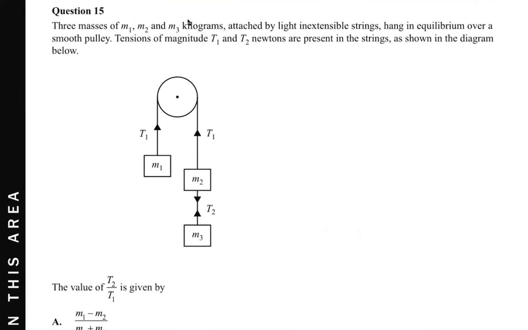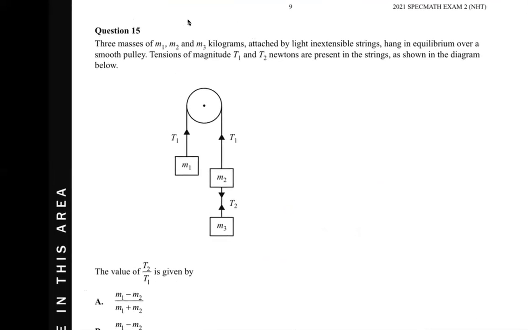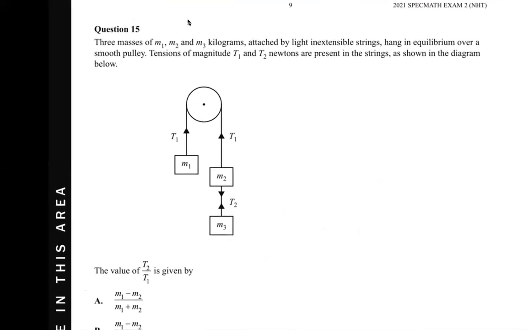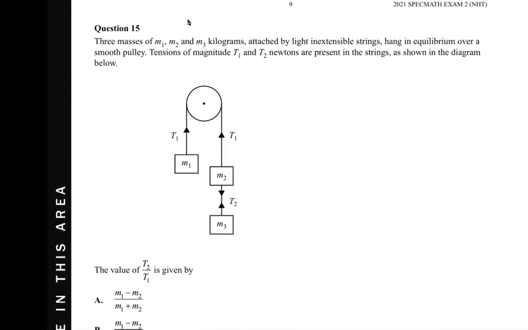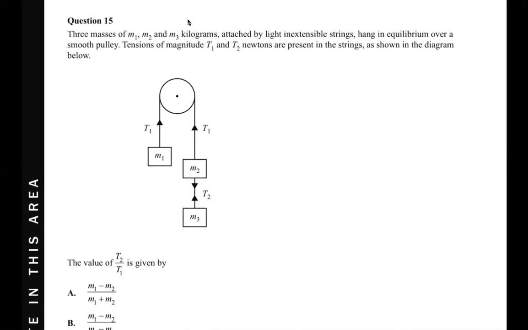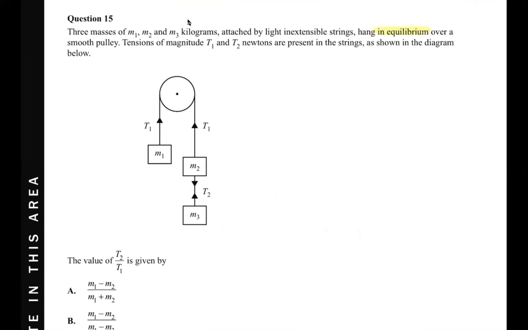Question 15. Three masses M1, M2, and M3 kilograms attached by light inextensible springs hanging in equilibrium over a smooth pulley. Equilibrium, that's the key word. So the net force is 0. Tensions of magnitude T1 and T2 newtons are present in the strings as shown in the diagram below. So let's complete the force diagram.